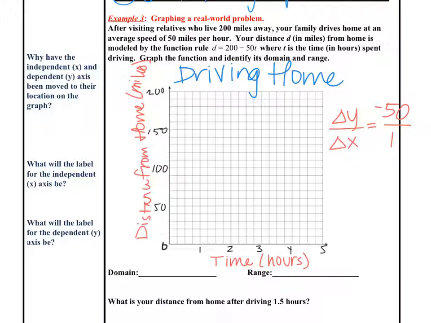Start your graph at 200 and go down 50 on my labels and over 1. So my first point would be here. Depending on how you've scaled your graph on the x's, it might look just a little bit different. Look at where your numbers are. It's down 50 over 1. Down 50 over 1. It should hit the x-axis at 4, which means it takes 4 hours to get home.